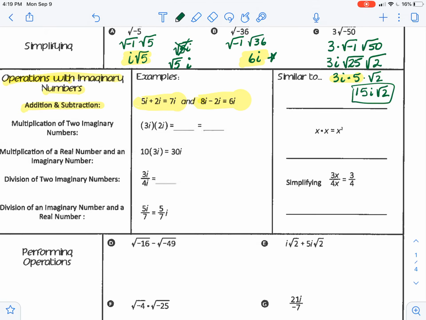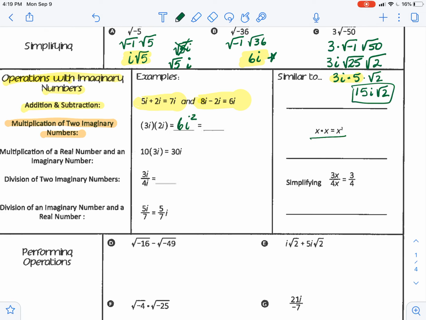Okay, so we practice addition and subtraction. So now we're going to do multiplication. And this one's going to be multiplication when you have two imaginary numbers. So if you have two numbers, think of it just as if you have your x's as we have over here. If you have an x times an x, you got an x squared. Okay? So in this case, I am going to have 2 times 3 is 6. I times I is I squared.